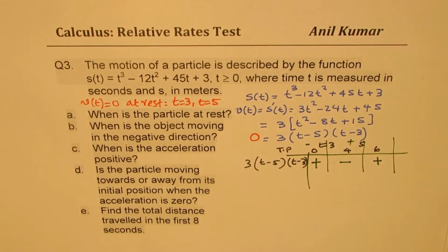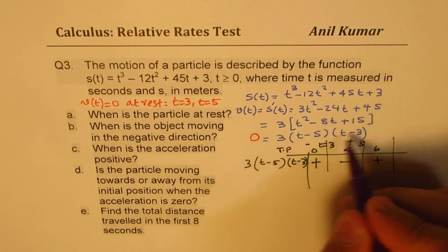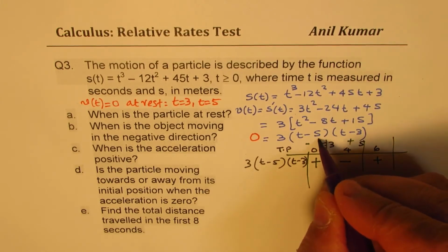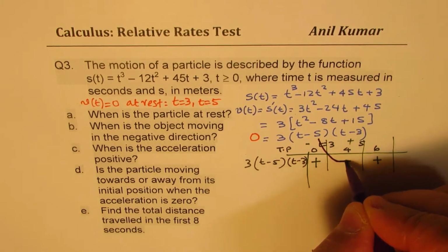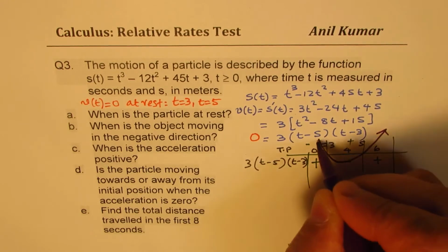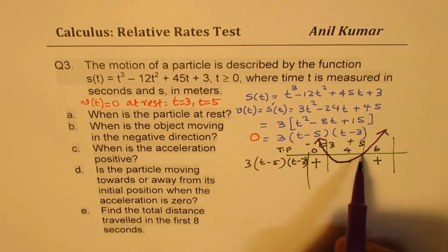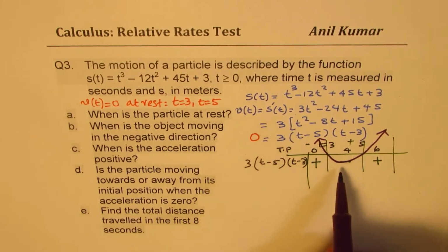The other way is that you could sketch the graph, right? You know these two zeros. The leading coefficient is positive, so you are expecting a parabola going through both the zeros, kind of like this. So it is the interval between 3 and 5 when the velocity is negative.